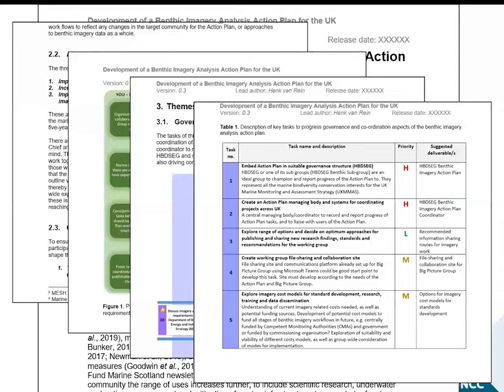What's the gist of what is required to complete that task, the priority score, and a suggested output from that. So at this point, it's worth reiterating that all of this came from the workshop. These were all ideas that people put out there that were just synthesized then into these tasks.